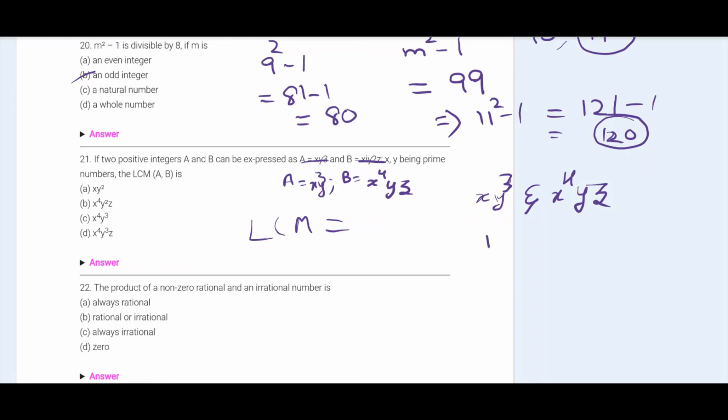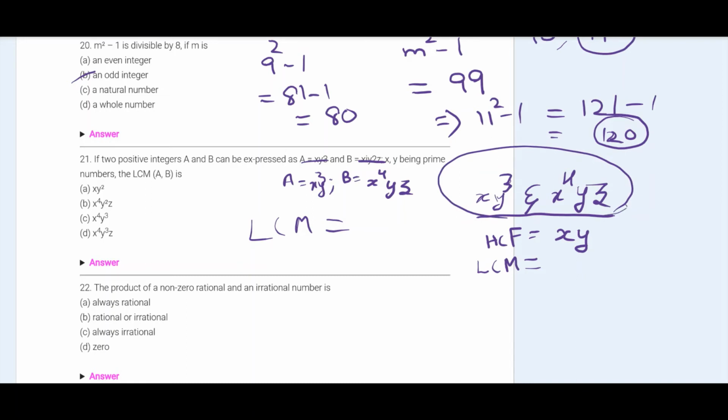To find the HCF, take common of these two expressions, which is x into y. X into y is the common part in these two expressions. Whereas to find the LCM, we need to unite these two expressions and don't repeat the common part. So LCM will be x power 4. X is a part of x power 4 into y cube. I'm writing y cube because y is a part of y cube into z. This is our LCM. So it is x power 4 into y cube into z. Option 4.